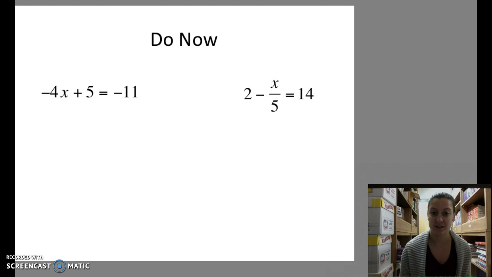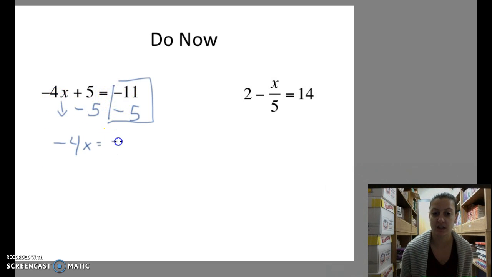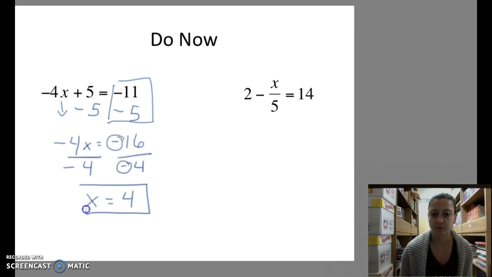I want you to pause the video and do these two equations showing all of your work and the steps each and every time. Okay, so your work should look very similar to mine, where I'm showing the subtracting 5, and you could even show a little vertical zoom in box to help you remember the negatives. And then negative 4x equals negative 16. Divide by negative 4. And remember, I might even circle these negative signs to help me. That equals positive 4. There we go.